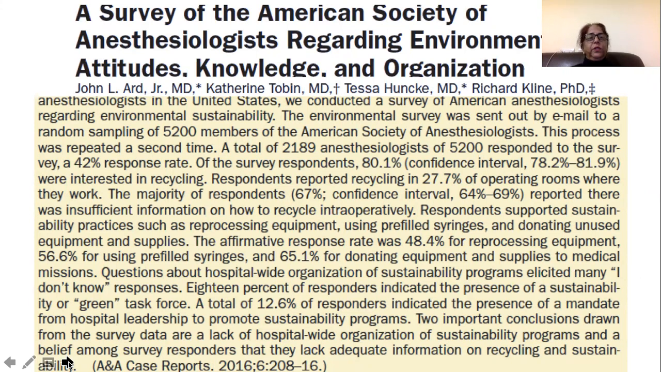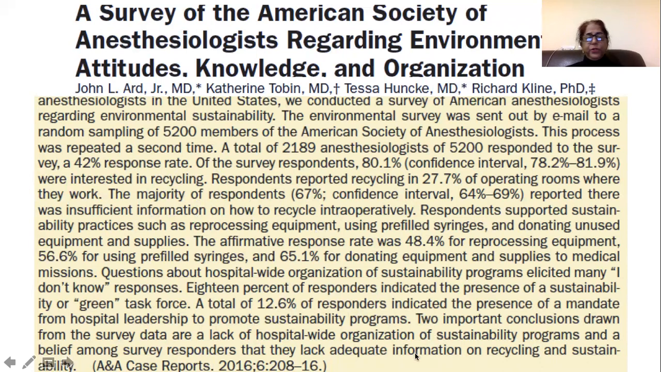Then a survey was carried out just to know about the attitude of anesthesiologists and their knowledge about the waste supply and how to prevent carbon footprint. It was seen that the majority of the respondents reported that they had insufficient information on how to recycle intraoperatively, and a total of 12.6% of the respondents indicated that the presence of a mandate from hospital leadership was lacking, and there was also a lack of sustainability programs.